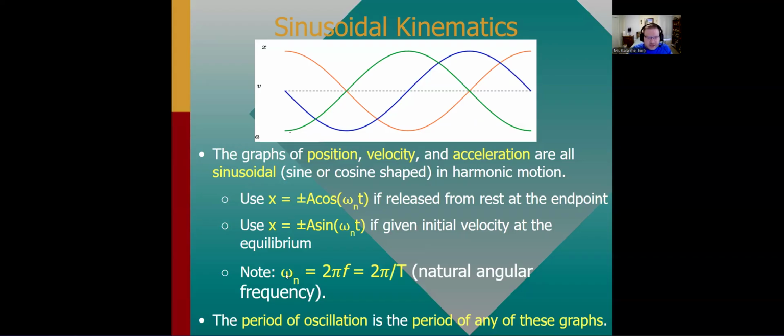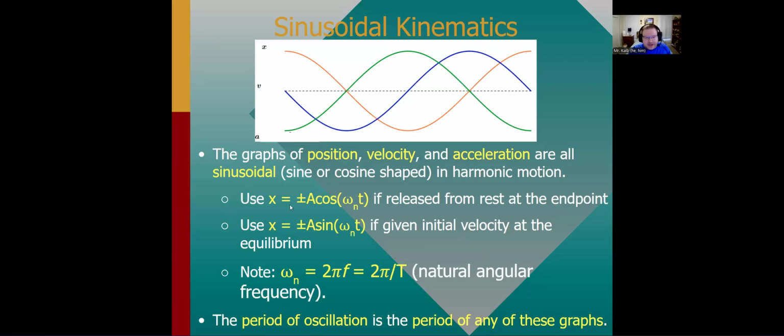This omega_n is called the natural angular frequency. It's 2 pi times f, so 2 pi times the frequency, or 2 pi divided by the period. And the period of any of these graphs, say to get from there to there, that's one period, or from there, that's one period. That's the period of oscillation.